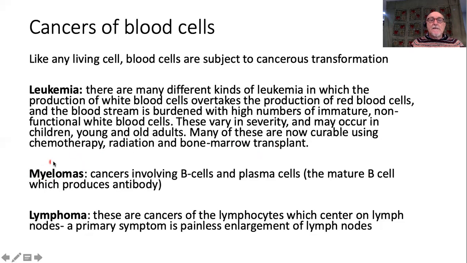The next group of diseases are called the myelomas or multiple myelomas. And these are diseases which specifically affect the B cells. B cells are lymphocytes. They are responsible for producing antibody, and they do so by maturing from B cell to the cell called a plasma cell, which actually releases the antibody. And myelomas are cancers of the B cells and of the cells which would produce B cells.